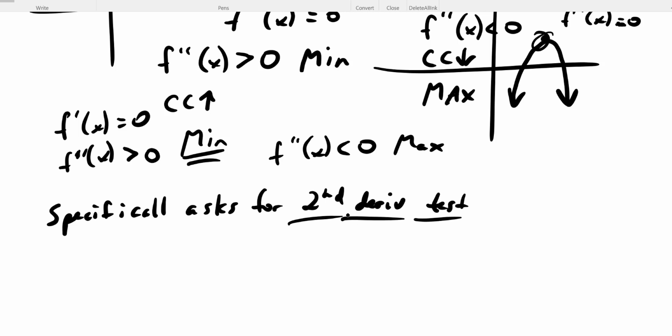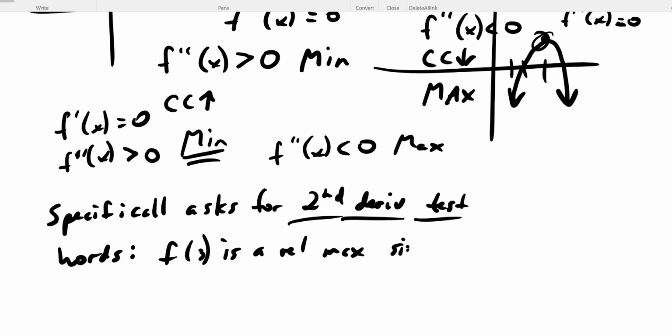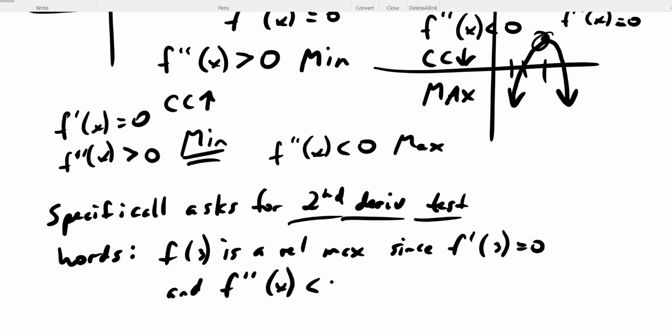Okay, beautiful. So these are the words you're going to use, and we'll do an example here in a second. The words you would say, for example, if this was at x equals 3: f of 3 is a relative max since f prime of 3 equals 0 and f double prime of x is less than 0 at x equals 3.